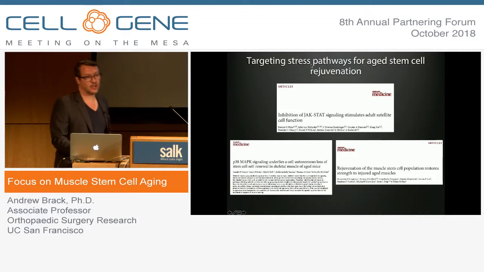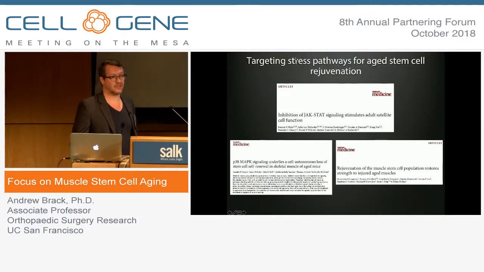And so it may be that while we think about self-renewal, it may be more important to think about the ability of a cell to respond to stress, to tolerate that stress. It'll self-renew if it's a stem cell anyway.